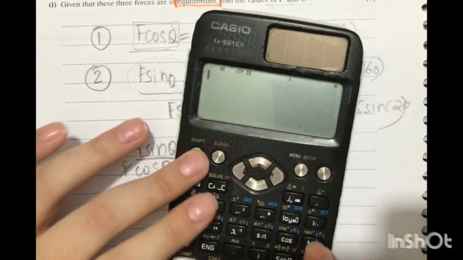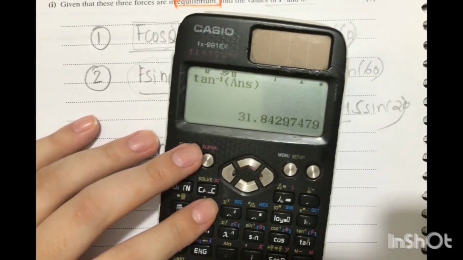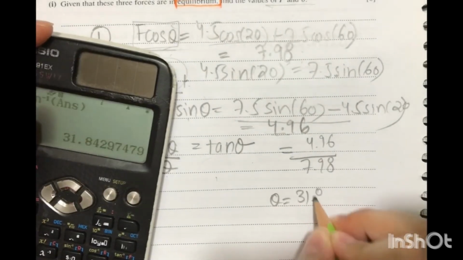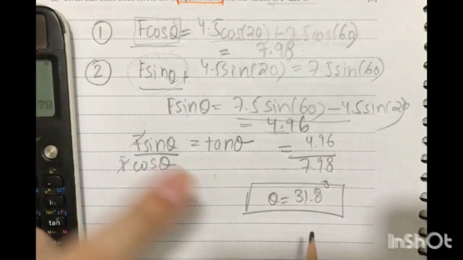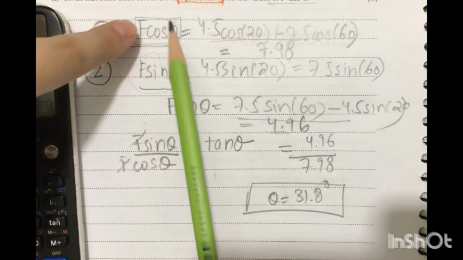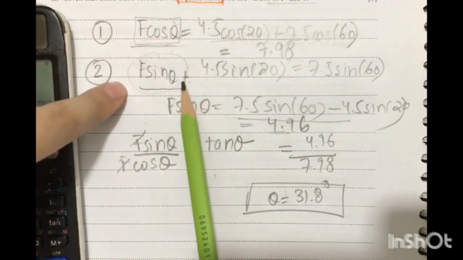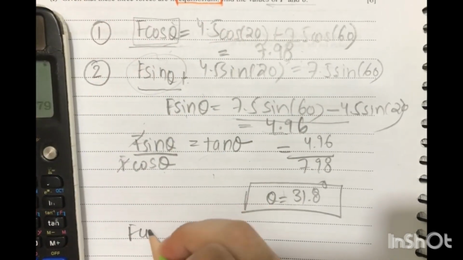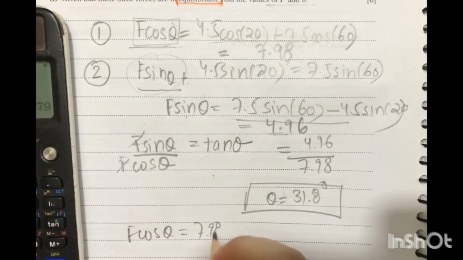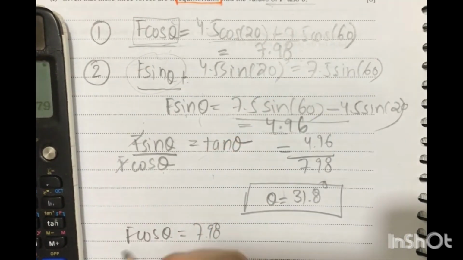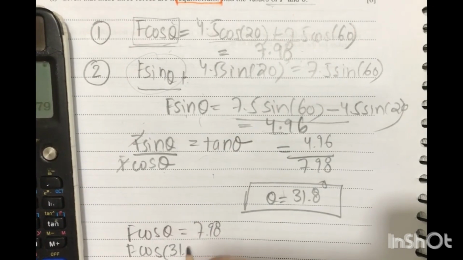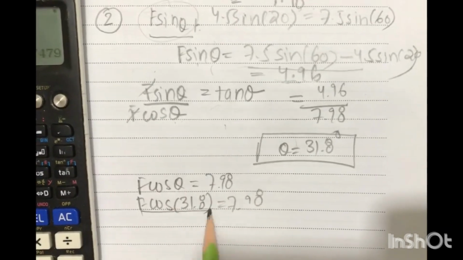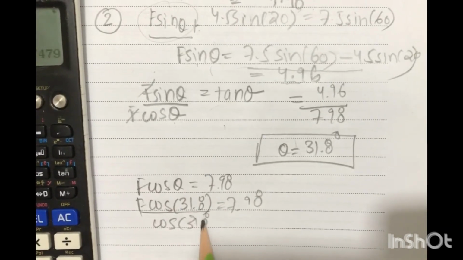And then we can apply inverse tan. So theta is 31.8 degrees. Now we can use this value of theta and substitute it in any of these two equations. I'll just choose this one. So F cos theta is equal to 7.98 as we calculated over here. So that means that F cos 31.8 is equal to 7.98.